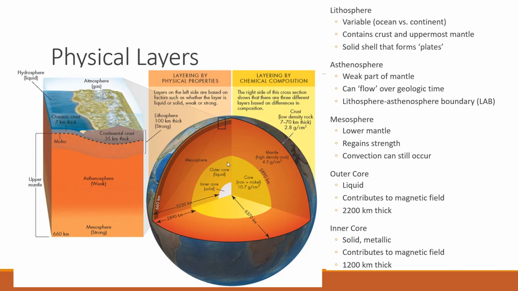And then we have the inner core, which is solid. It is also iron and nickel. The two cores together are what makes our magnetic field, particularly the outer liquid core. If we don't have a liquid layer in the planet, we're not going to have a magnetic field. The inner core is about 1,200 kilometers thick. So this is the densest part of the planet.